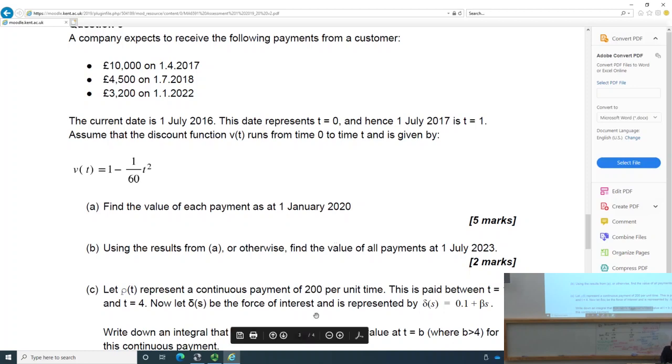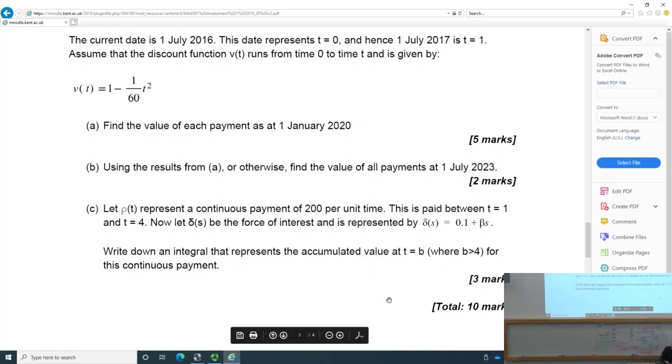Okay, now just going to go on to C. This is a slightly different question. So let rho t represent a continuous payment of £200 per unit time. This is paid between t equals 1 and t equals 4. Now let delta s be the force of interest, represented by delta s equals 0.1 plus beta s. Write down an integral that represents the accumulated value.